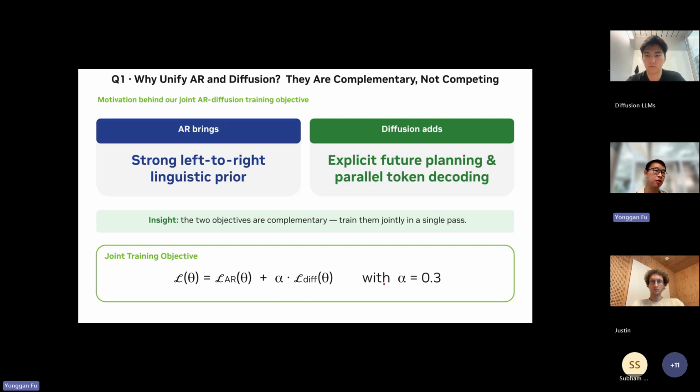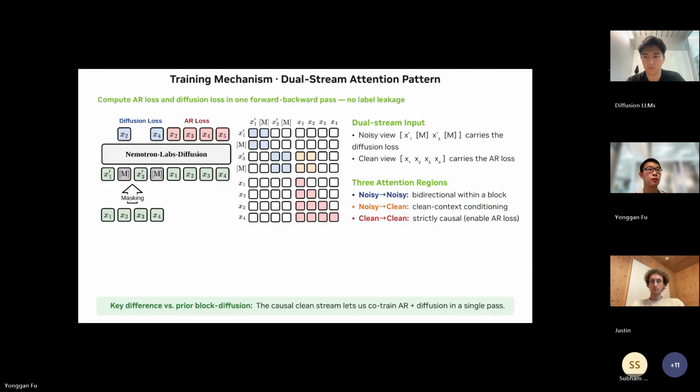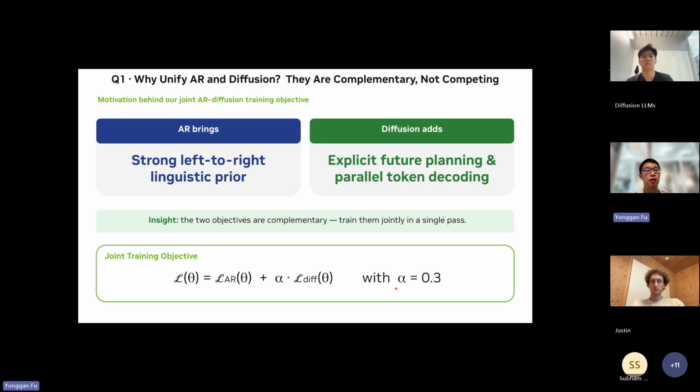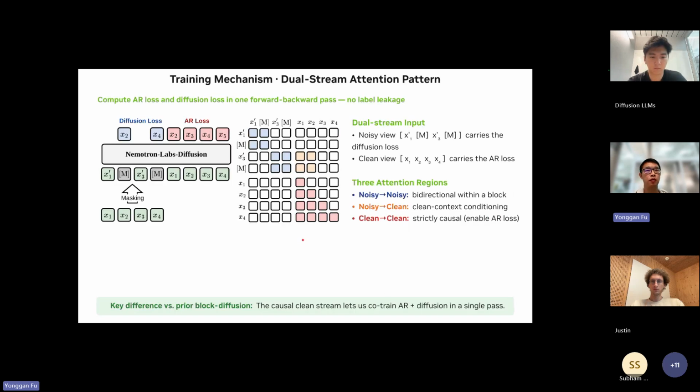So we adopt this setting across all our base model training, instruct model SFT, and also the vision language model training stage. And how we train these losses efficiently is that we try to do it in one forward pass.